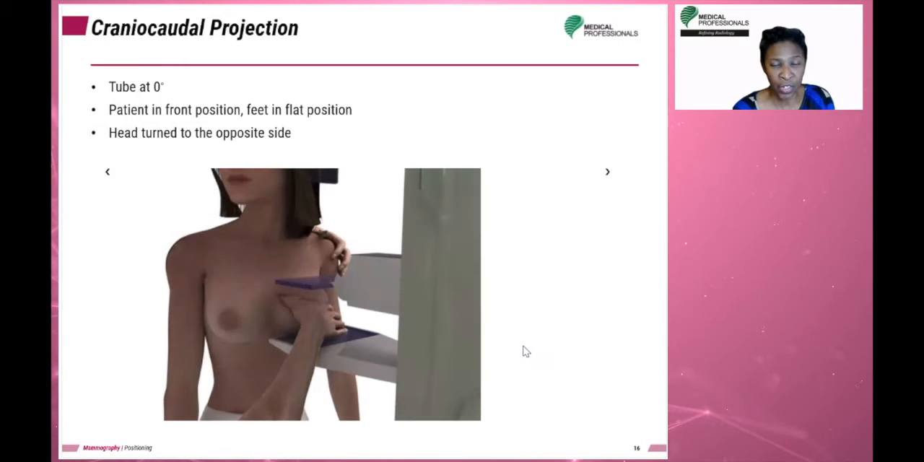So the patient should be facing the machine, facing front. You want the patient to be even on the floor, feet flat, and try to have them turn their head away from the side being examined. If they turn it to the side being examined, it pushes them away from the unit, and then you end up with missed breast tissue.